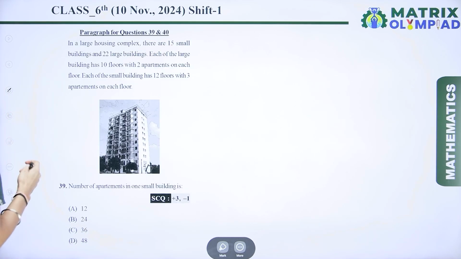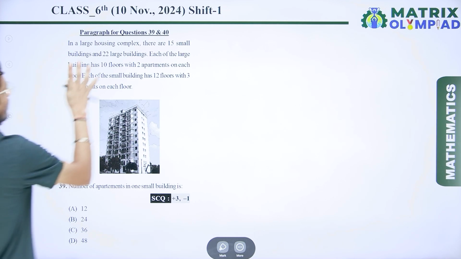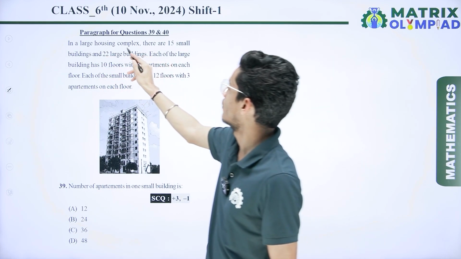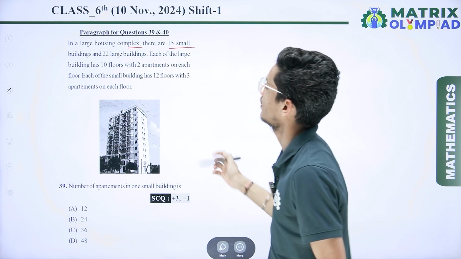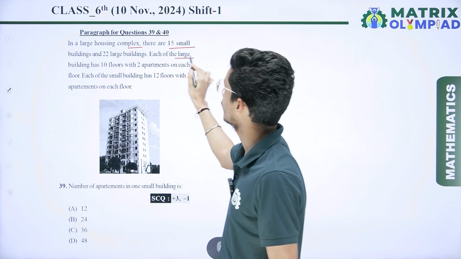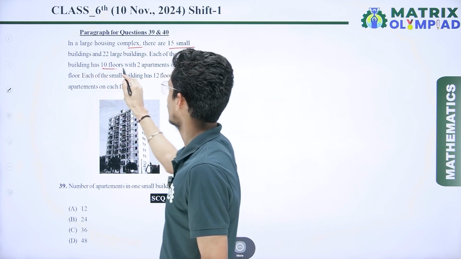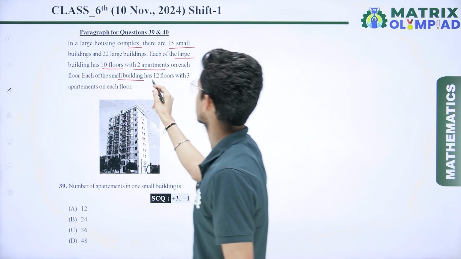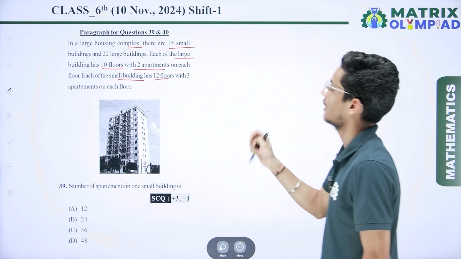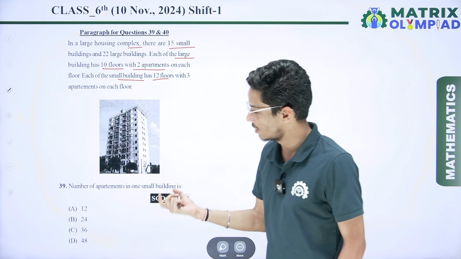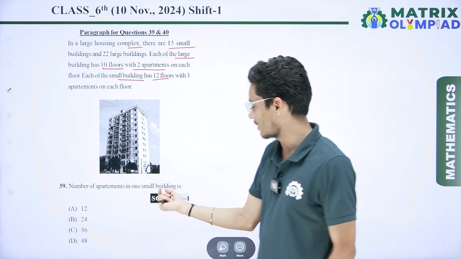So now if I talk about the next question, that is based on a paragraph, and here we have been given a paragraph: in a large housing complex there are 15 small buildings and 22 large buildings. Each of the large buildings has 10 floors with 2 apartments on each floor, and each of the small buildings has 12 floors with 3 apartments on each floor. Okay, now we have been given the question: the number of apartments in one small building.